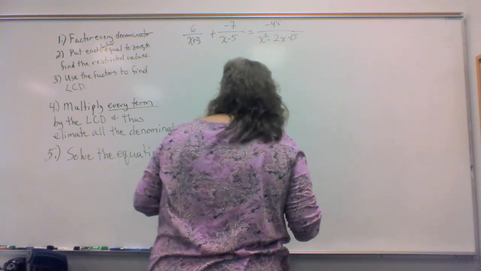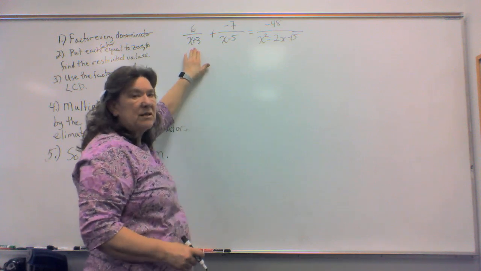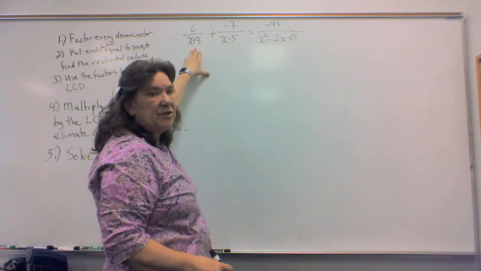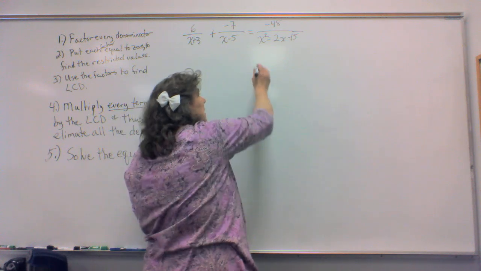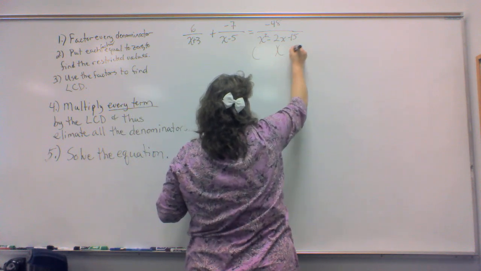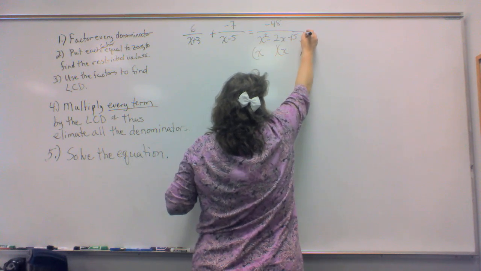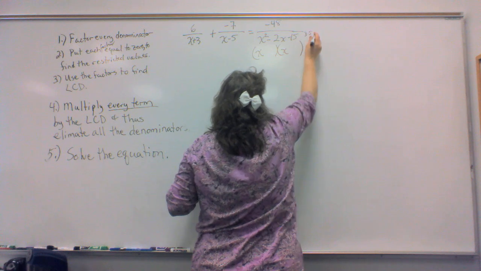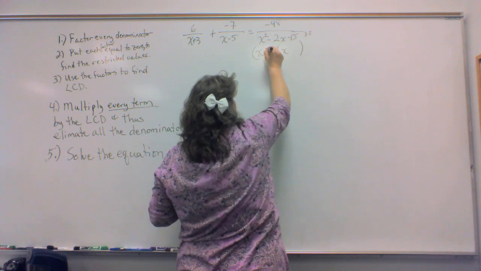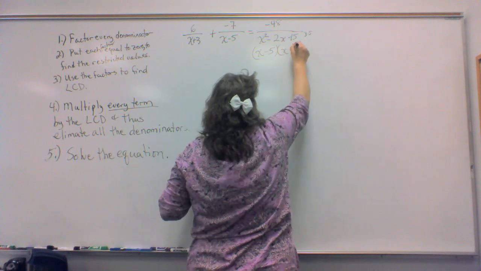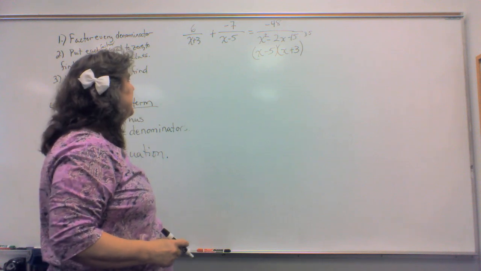Okay, so if we look at this again, x plus 3 is already simplified. It's as factored as it can be. X minus 5 is as factored as it can be. This one is not, so we need to factor it. X times x. 15 is 3 times 5, okay? Negative 2 says that my larger number is going to be negative. So therefore we have an x minus 5 times an x plus 3.